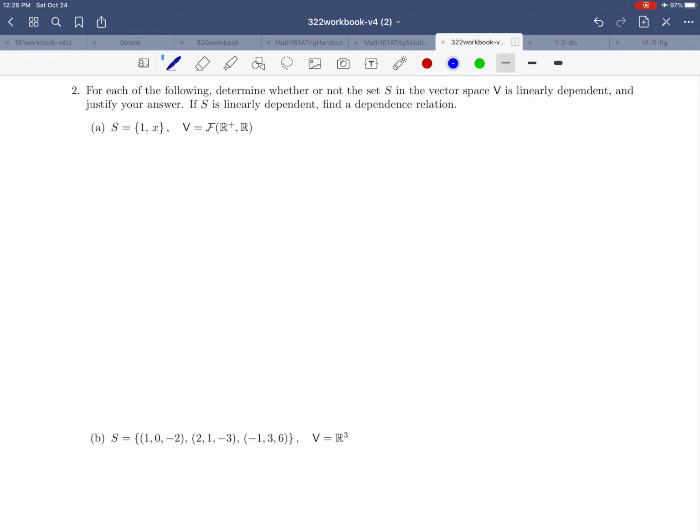Hello everybody and welcome to exercise 2. We are looking at the top of page 25 here. Let's read the instructions on this.